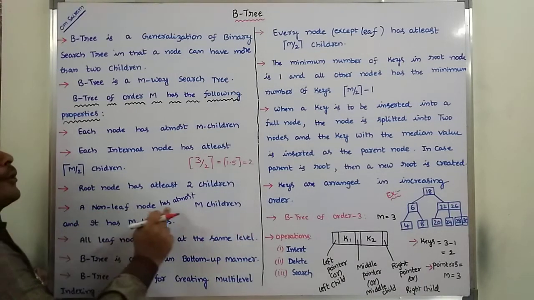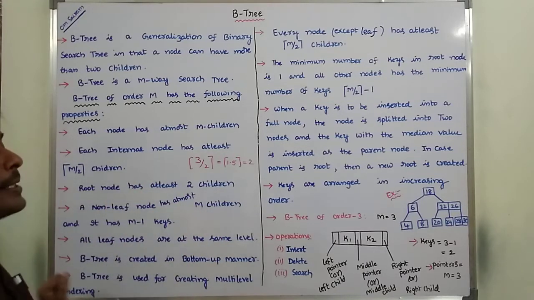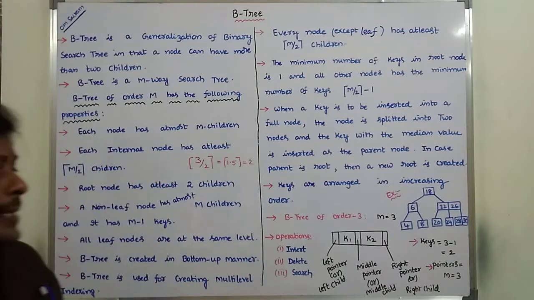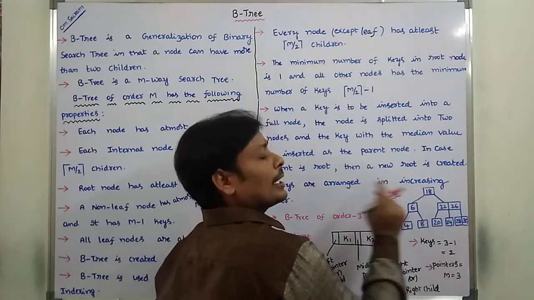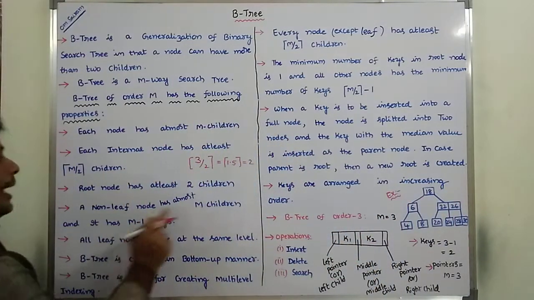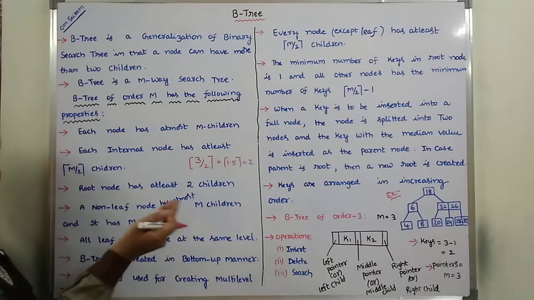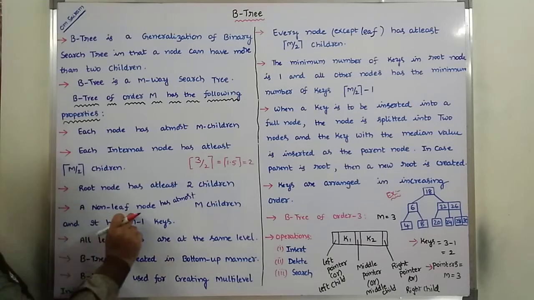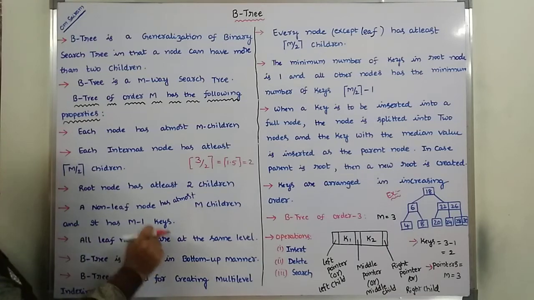Each non-leaf node has at most m children and it has m minus 1 keys. The m value is 3, so 3 minus 1, that is 2 keys. Here this non-leaf node contains 2 keys. This non-leaf node contains 1 key. This non-leaf node contains 1 key. So at most m minus 1 keys. It may contain 2 keys or it may contain 1 key. So a non-leaf node has at most m children and it has m minus 1 keys.